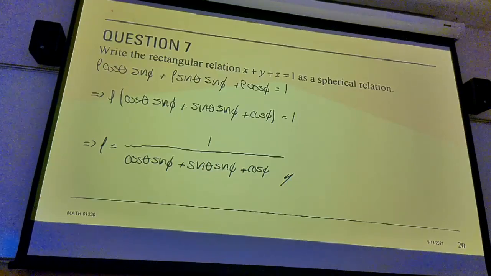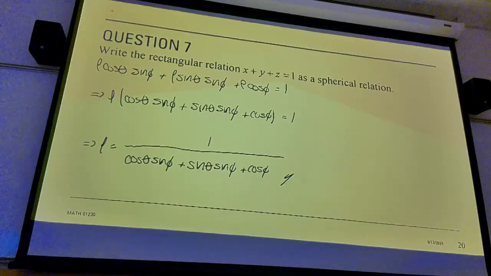A lot of problems may say write it in the form of rho equals f of theta, phi, in which case you have to go all the way down. And division does not distribute across addition, which is why that's not secant theta cosecant phi plus cosecant theta cosecant phi plus secant phi. It has to be left in that form.